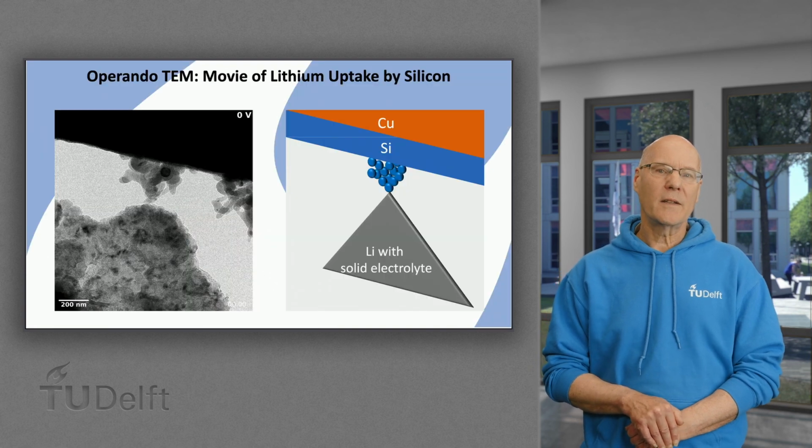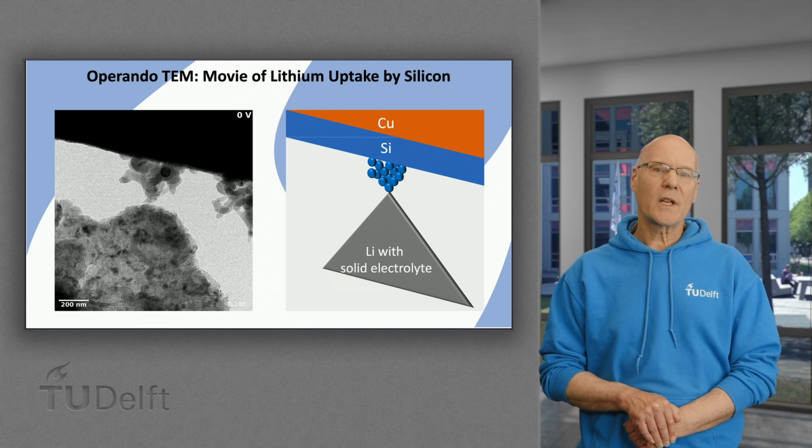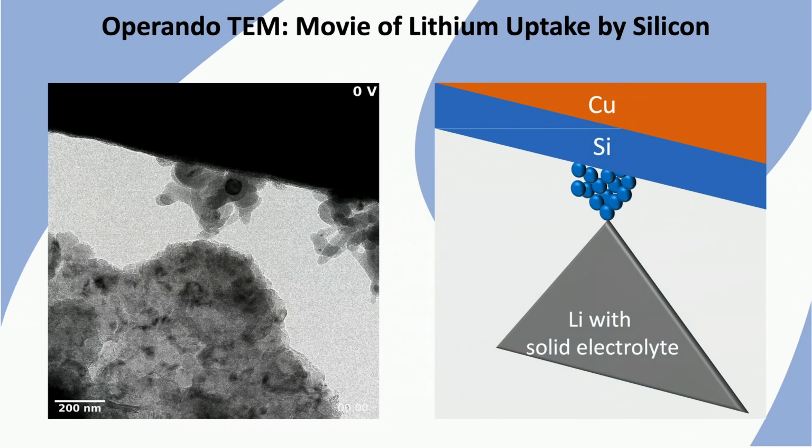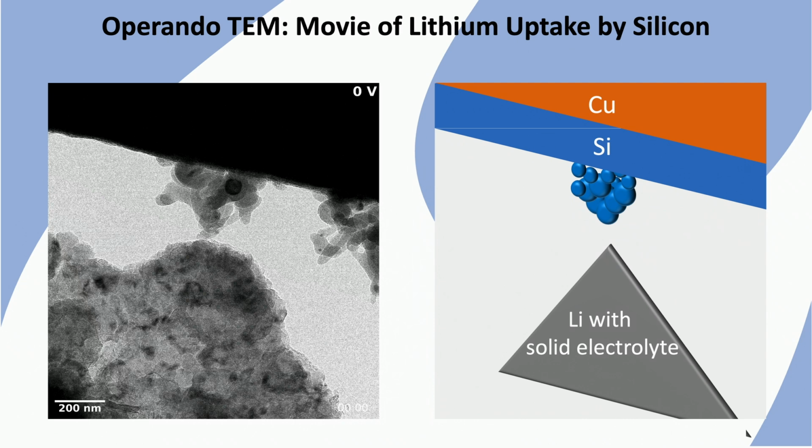On the left-hand side, we see the TEM cross-section with the lithium-coated electrode on the bottom and several silicon nanoparticles on the top. These nanoparticles were deposited on a copper grid. Here we can follow real-time the insertion of lithium in the silicon nanoparticles by applying a voltage. The silicon nanoparticles are expanding till contact is maintained.